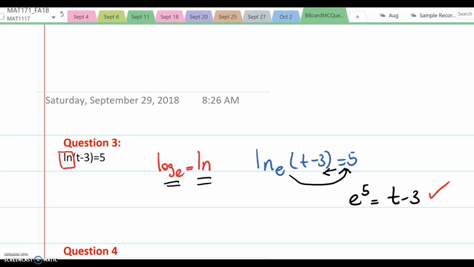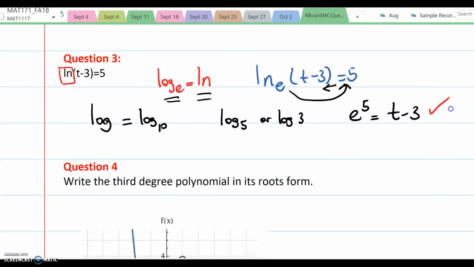Just make that change. Also, there's another thing worth mentioning: log means log base 10. If you don't write any base underneath this log, it means base 10. Otherwise, we identify the bases specifically, like log base 5 or log base 3. All right, hope you feel better now with this type of question.